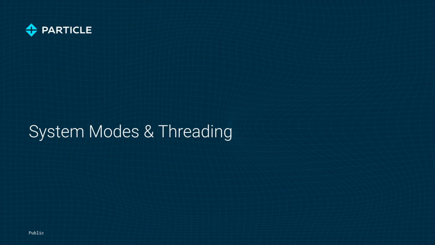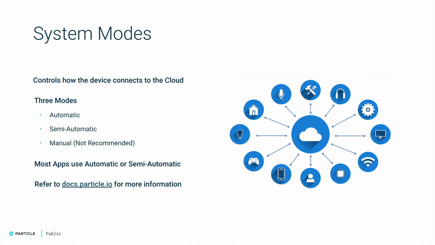Now, let's discuss system modes and threads and items you need to be aware of when using the various modes. System modes are a key aspect of firmware development. The various modes control how the device connects to the cloud. Automatic mode, as the name suggests, maintains and will connect to the cloud automatically. Semi-automatic works just like automatic, except the user can perform additional logic before performing the first connection. Afterwards, the system will ensure the connection is maintained.